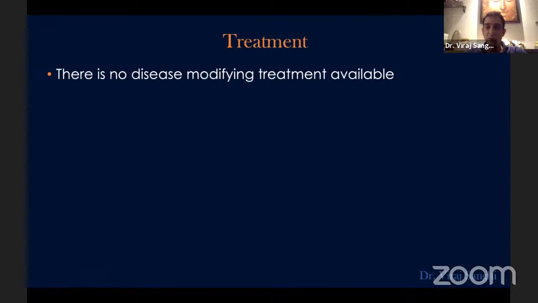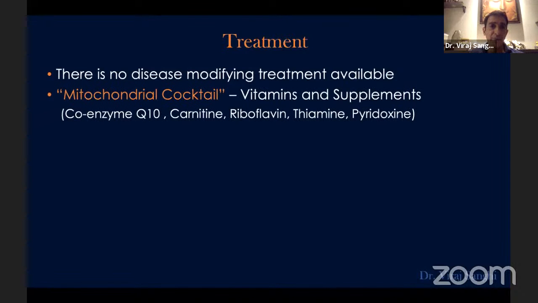Coming to the treatment, as you're all aware, there is no disease-modifying treatment or cure currently available for mitochondrial diseases. So we don't have any drug that we can say is going to modify the outcome or slow down the progress of the disorder. What we commonly do and prescribe for all our patients is a mitochondrial cocktail, which is nothing but a cocktail of vitamins and supplements. That includes coenzyme Q10, carnitine, riboflavin, thiamine, pyridoxine, and whatnot. The benefits of this are not clinically proven, and there has been no research that demonstrates any benefit in these unless you have a patient who has coenzyme Q10 deficiency.